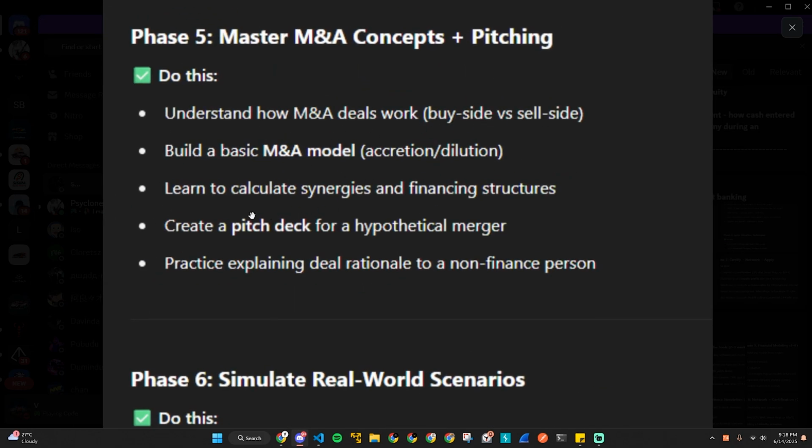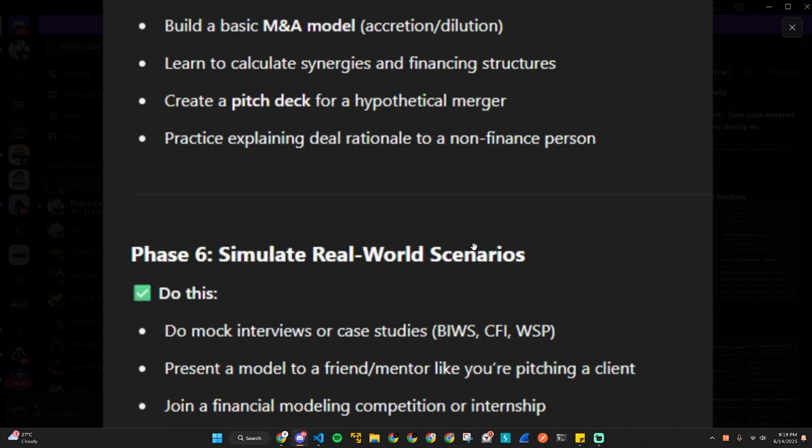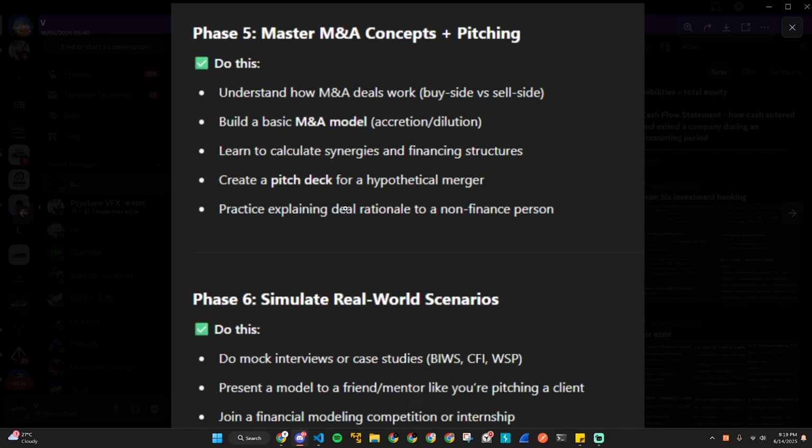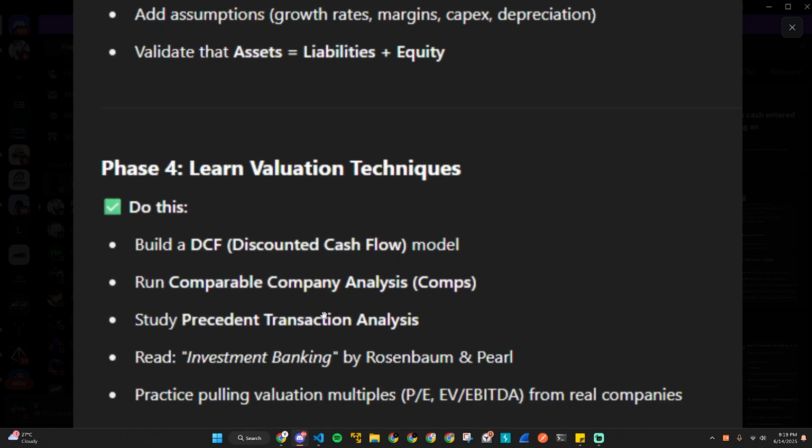Buy side, sell side, accretion, dilution. Yes, mergers and acquisitions. Accretion is when the EPS, earnings per share, is going up, the earnings per share is high. Dilution is when the earnings per share is low. So when you're trying to merge, you pitch to another company that this is good. That's when you're done with precedent transaction analysis, in other words, comparable. How you do this is through this sheet.